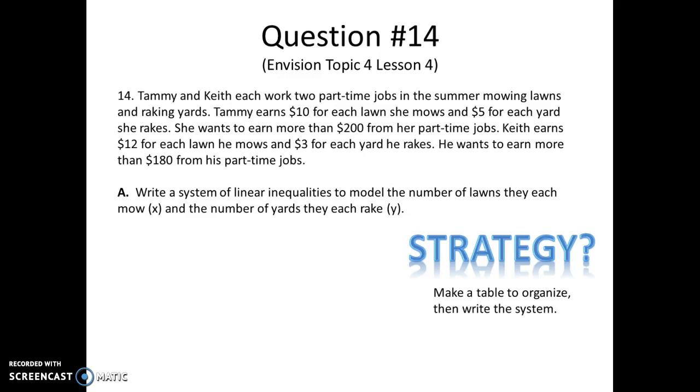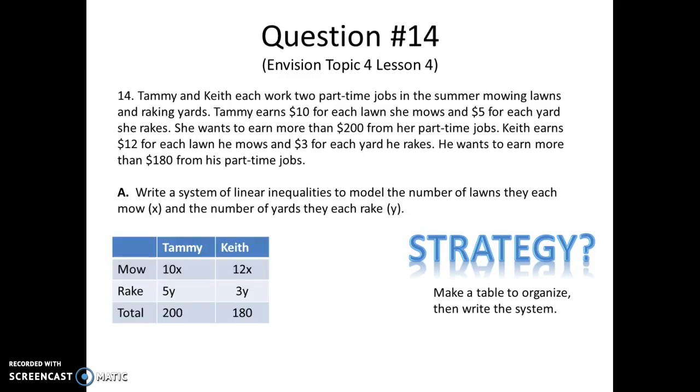Strategy? This is similar to the last problem. Make a table and organize, then write the system. Except that this is inequalities. So your table looks very similar to the last question. We have Tammy and Keith, how much they mowed, how much they raked, and the total they want to make. Then we write our inequalities. Are you organized so that you can do this one?